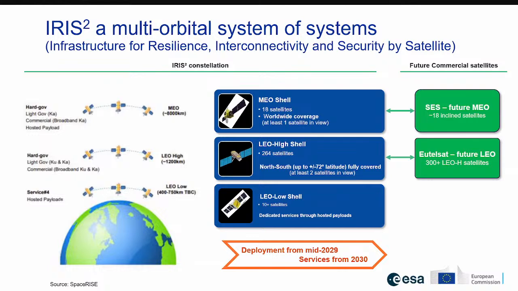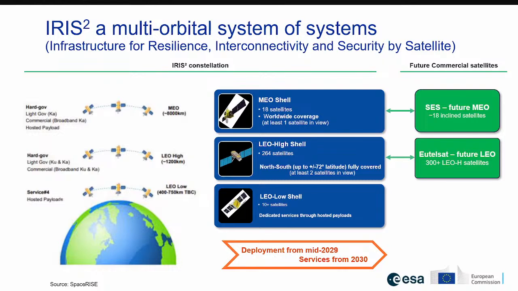So the system itself is divided into governmental and commercial. So the governmental side there is shown in blue. So it'll be a shell of 18 satellites in MEO at around 8,000 kilometers. Then we have the LEO constellation of 264 satellites at around 1,200 kilometers. And then we have a low LEO shell, which will be a much lower constellation to serve the particularly low latency critical applications. And that's still being studied, so it's included as a TBC at this stage.